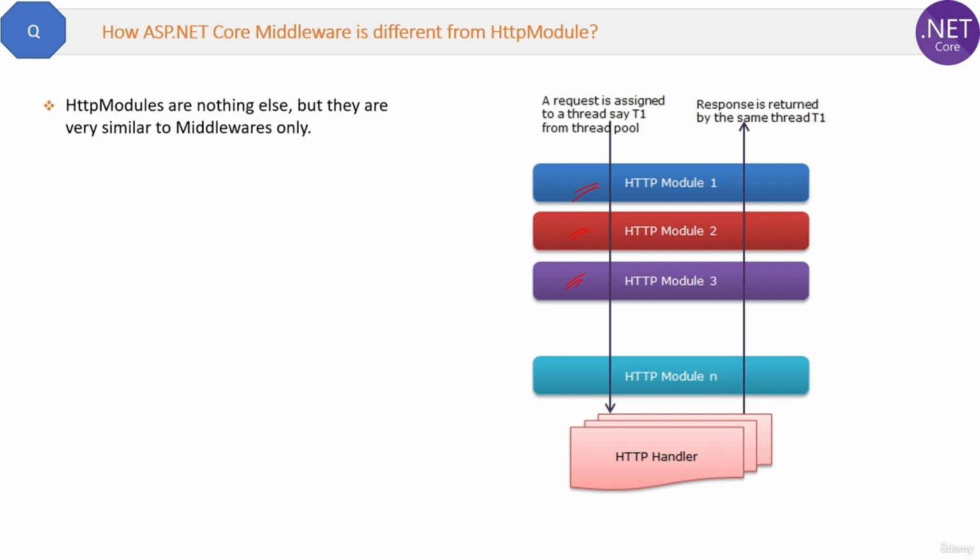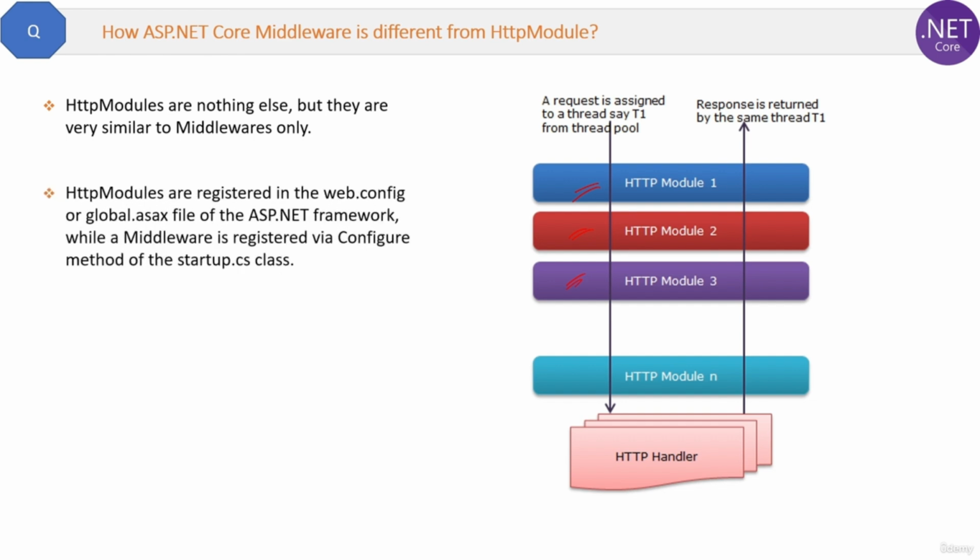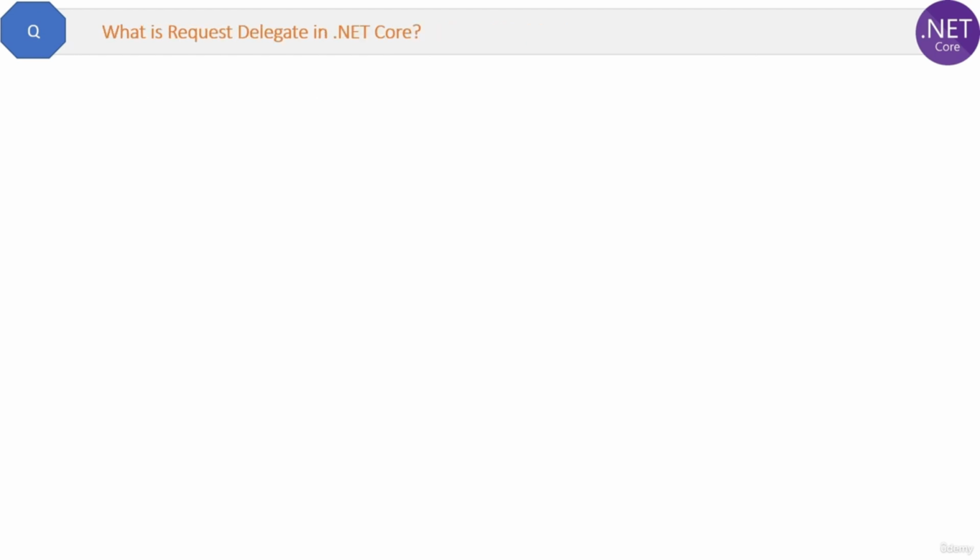In .NET Core, instead of HTTP modules, we have middlewares as the replacement, okay? So the main difference between them is that HTTP modules are registered in the web.config file or global.asax file in the ASP.NET framework, while a middleware is registered via the configure method inside the startup class. Short and simple difference.